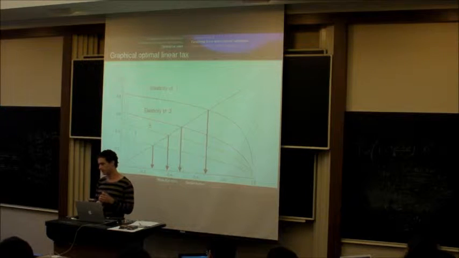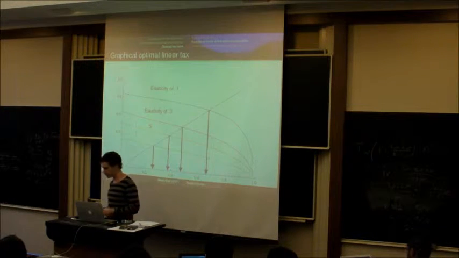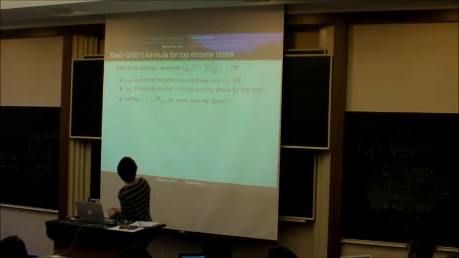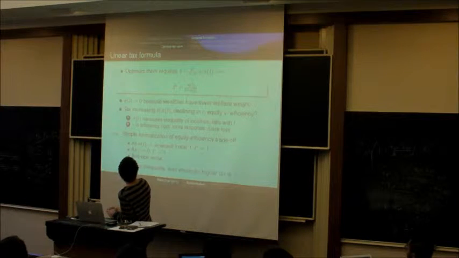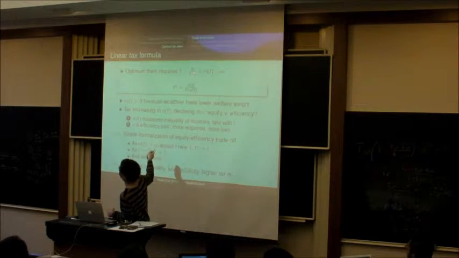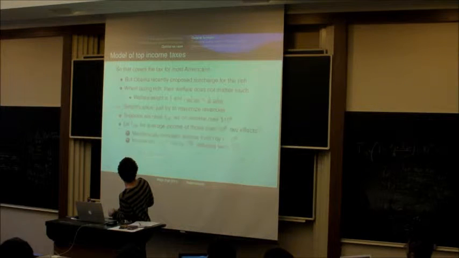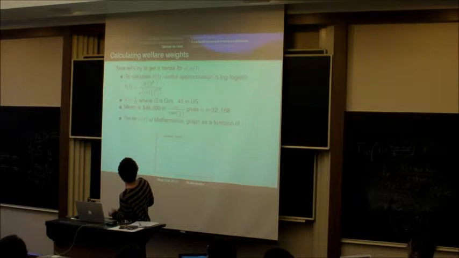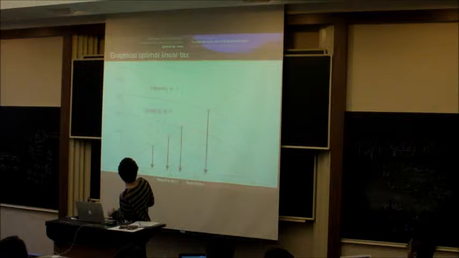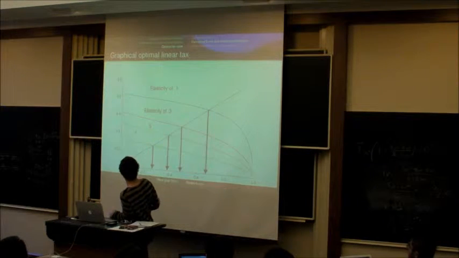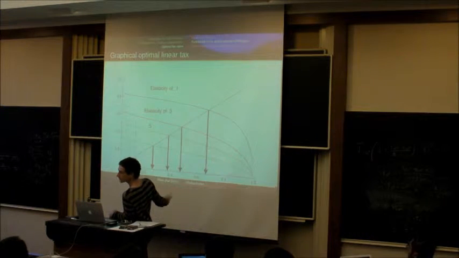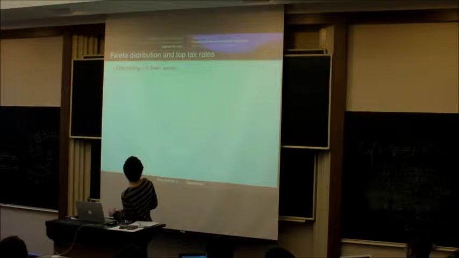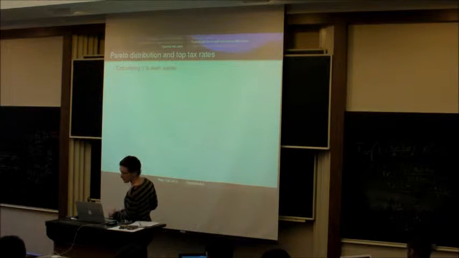Why the 45-degree line again? Because we're just looking at the solution to this equation. Tax equals optimal tax. So it's tax equals optimal tax. Okay. Now, calculating alpha is actually even easier.